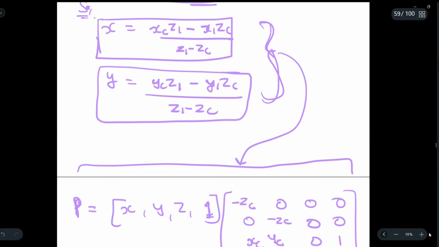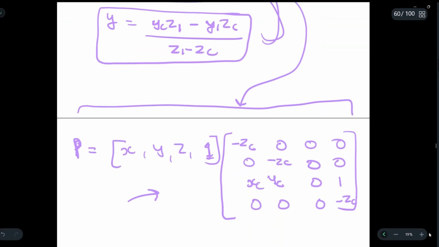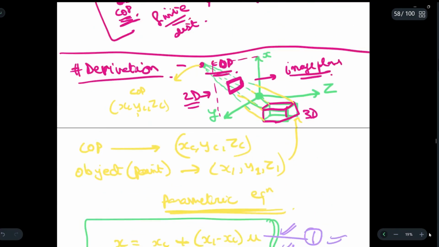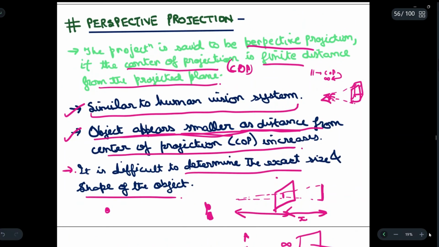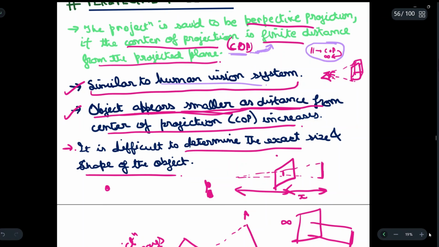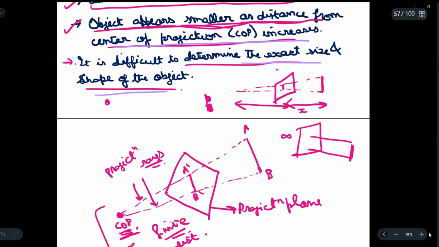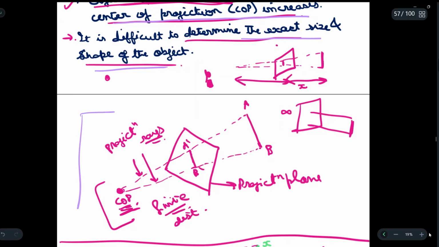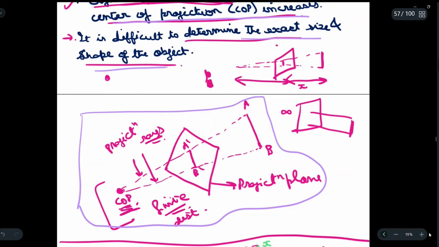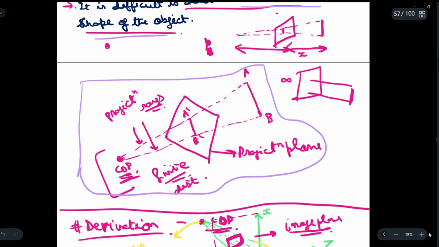So guys, this is it for perspective projection. In this we discussed what perspective projection is, and that it is similar to the human vision system, and that the COP is present at a finite distance, which is different from parallel projection, in which the COP is present at infinite distance. In this, the objects appear smaller depending upon the distance of the center of projection, and it is difficult to find the exact size and shape of the object. Then we saw, with the help of a diagram, how projection is done in order to draw an image of an object on a 2D plane.